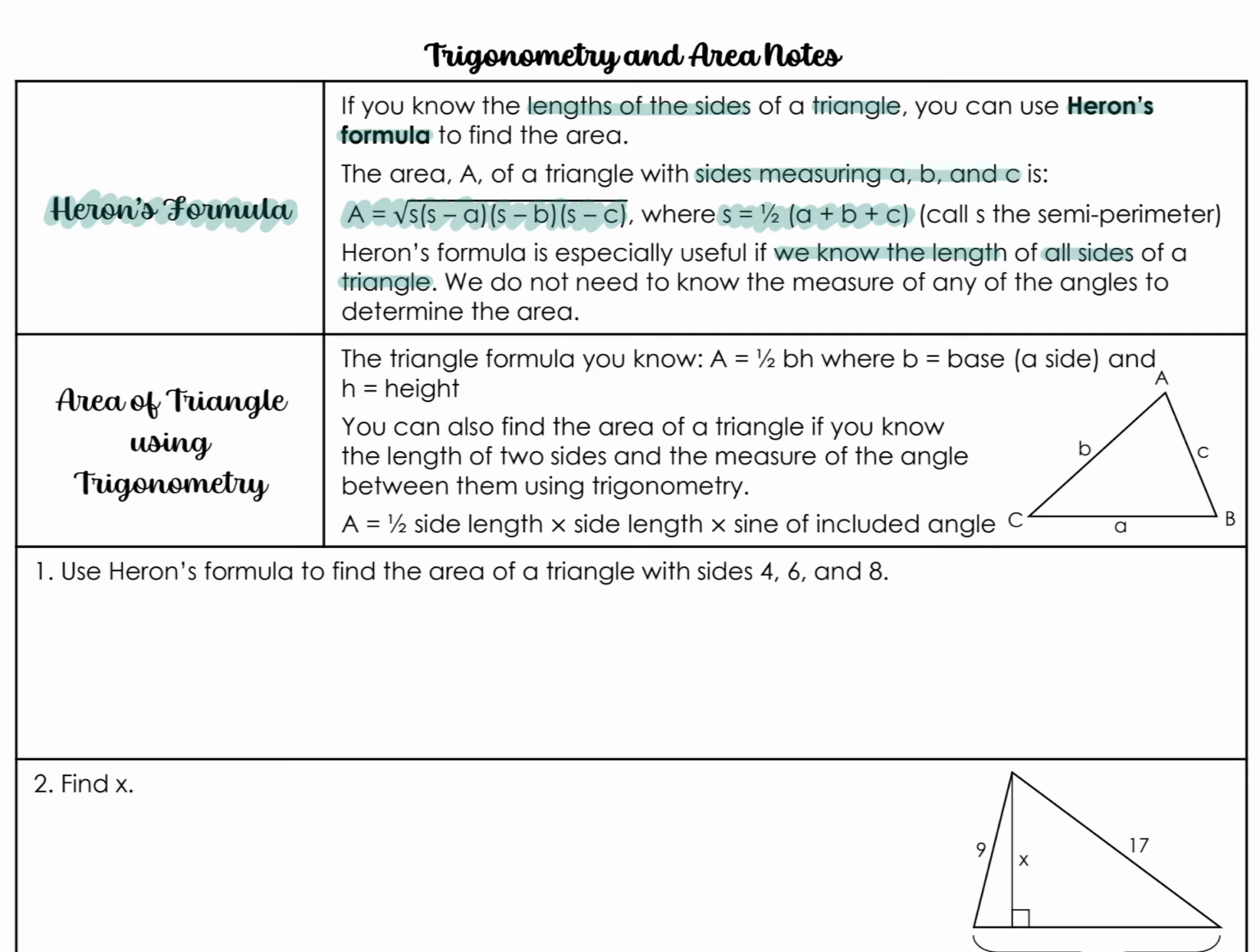Then we have our trigonometry that we're going to use to find the area of a triangle as well. The area formula you might know is 1/2 base times height, or b times h, where b is the base. Any side of a triangle can be a base, and h is your height. You can also find the area of a triangle if you know the length of two sides and the measure of the angle between them using trigonometry.